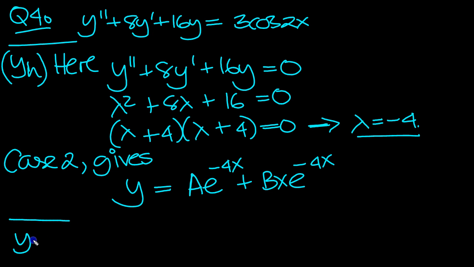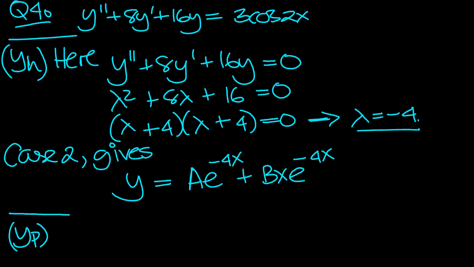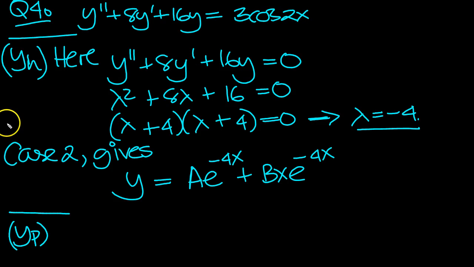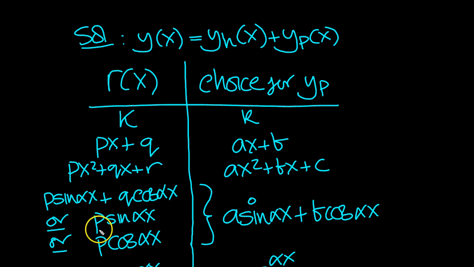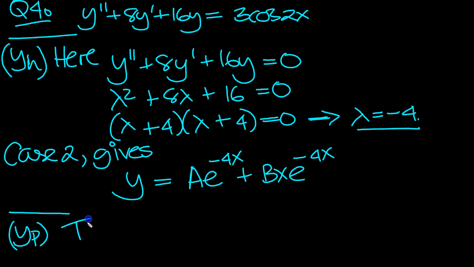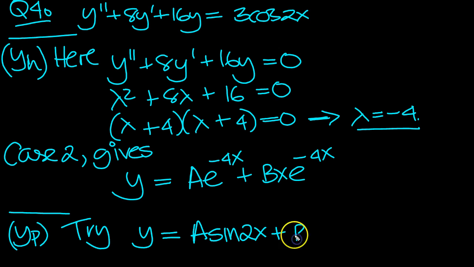Now let's turn our attention to yp, the particular integral solution. So we've got 3 cos 2x. Let's look at our table. For 3 cos 2x, we must try a sine 2x plus b cos 2x. Let's try that then. So try y equals a sine 2x plus b cosine 2x.